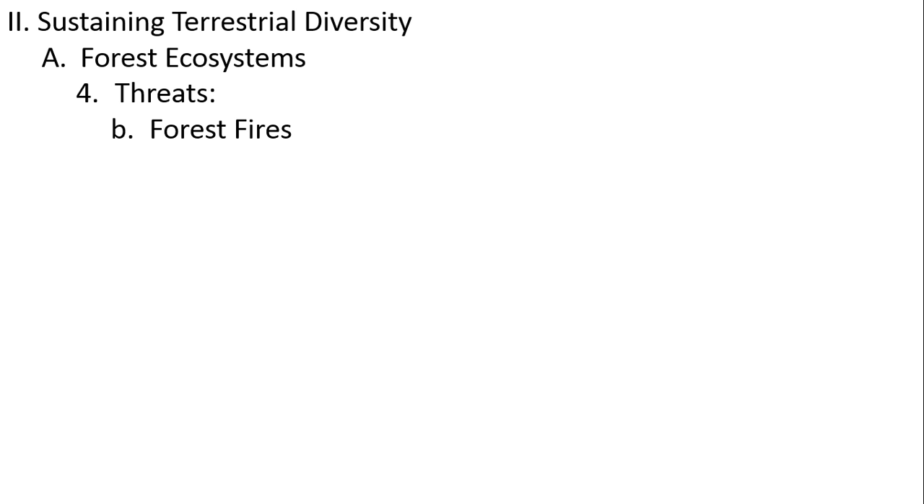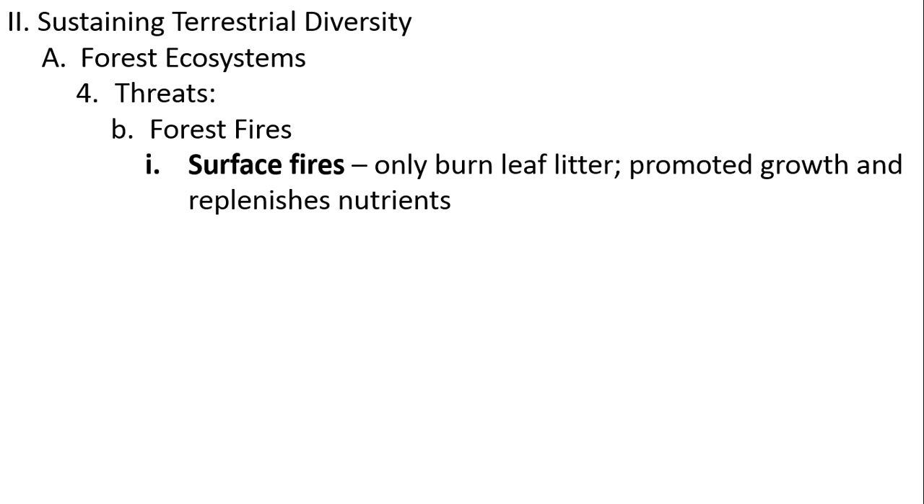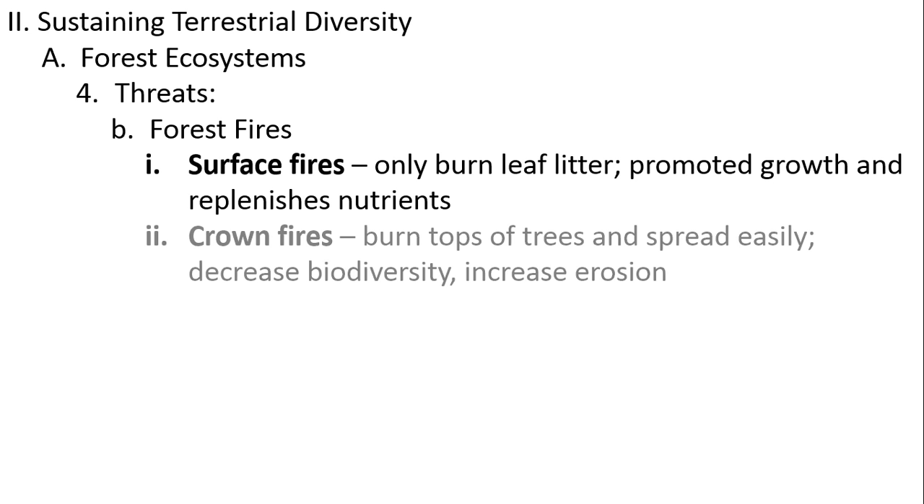Forest fires are also a big threat to forest ecosystems. And there are a few different types of forest fires. We have surface fires, which burn only the leaf litter. And these are actually good because they promote growth of seedlings and replenish nutrients. Crown fires are the ones you hear about in the news because they burn the tops of trees and spread very easily, and they decrease biodiversity because they can be out of control.